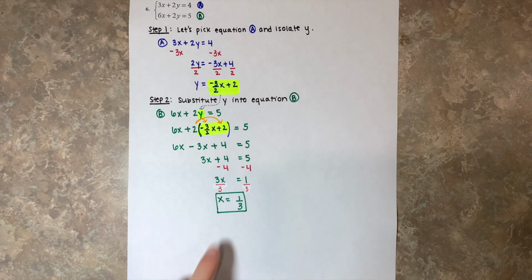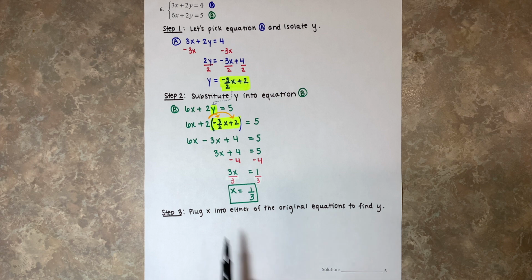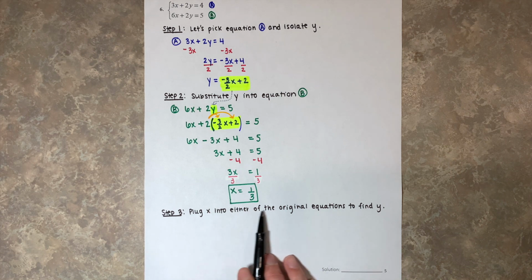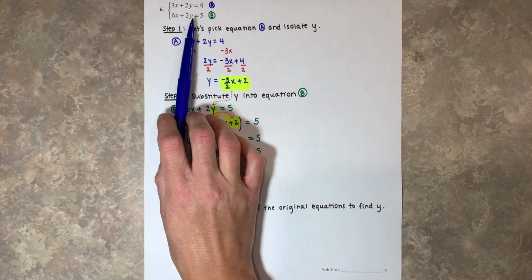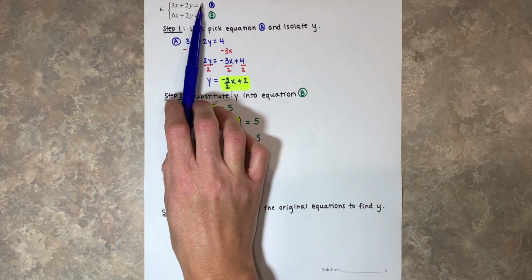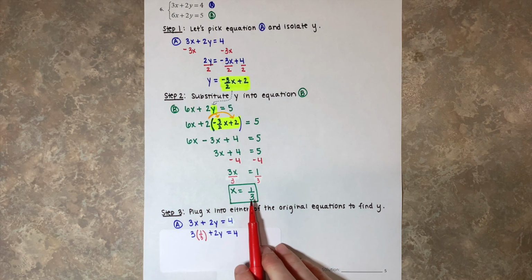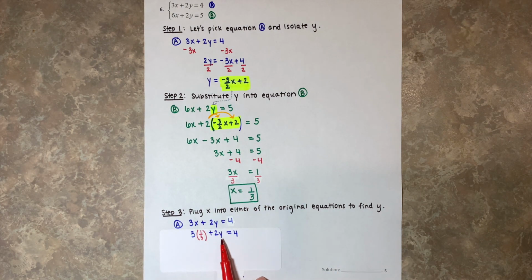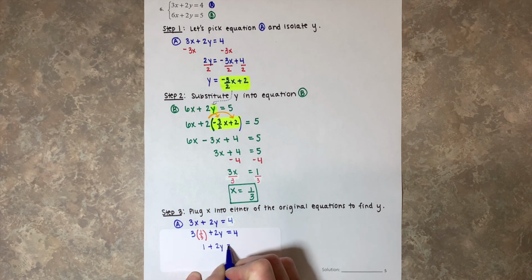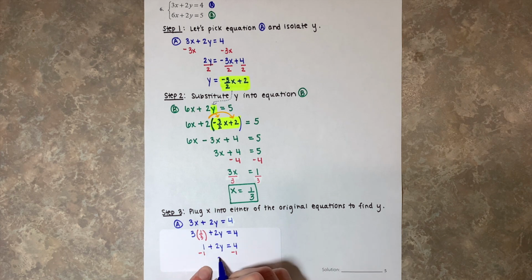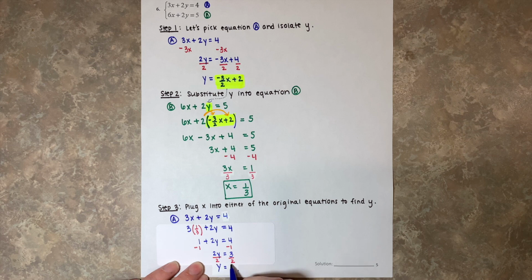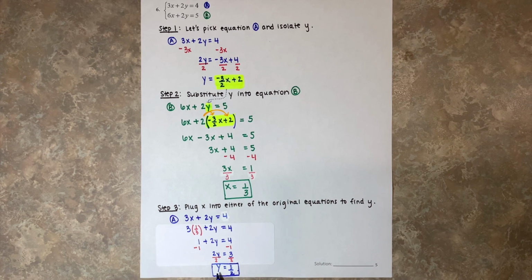Now remember, for these equations, we need to find two variables, x and y. So we're going to plug x into either of the original equations to find y. You can pick either of the equations, doesn't matter which one. I'm just going to pick equation A. So I went ahead and plugged in 1/3 for x. Now let's go ahead and isolate, or in other words, solve for y. And we get that y is equal to 3/2.